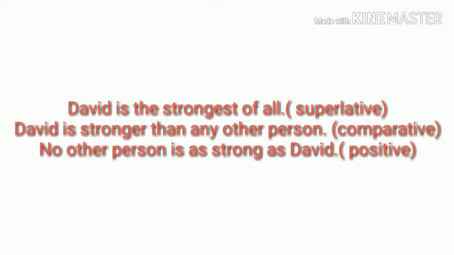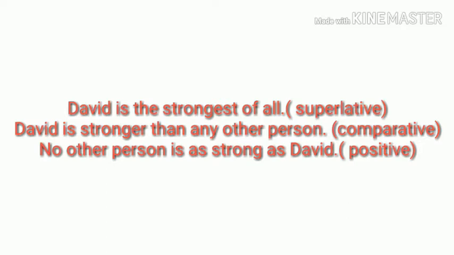Let us observe the sentences given here. David is the strongest of all. There are many students or many people. He is the only one who is the strongest. Then this is said to be in superlative degree. In case of monosyllabic or disyllabic words, we use est for making superlative adjectives.